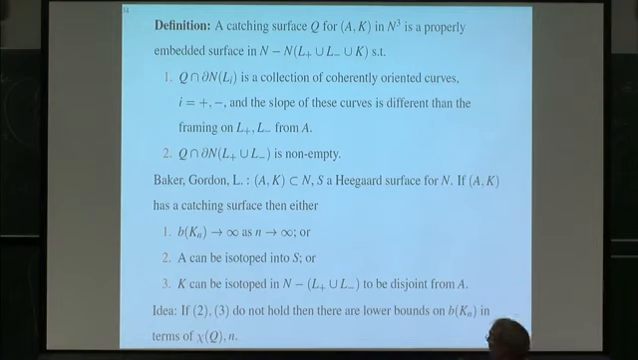And so the idea is, where the catching surface comes in is you use the catching surface to give a lower bound on the bridge number for a large enough n. So the Euler characteristic of this catching surface gives you a lower bound on the bridge number.